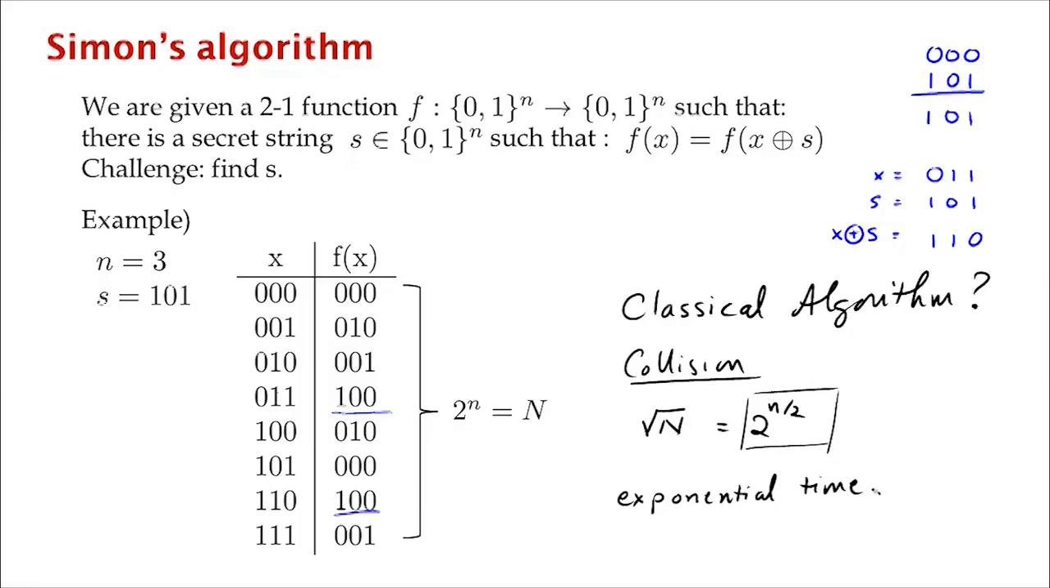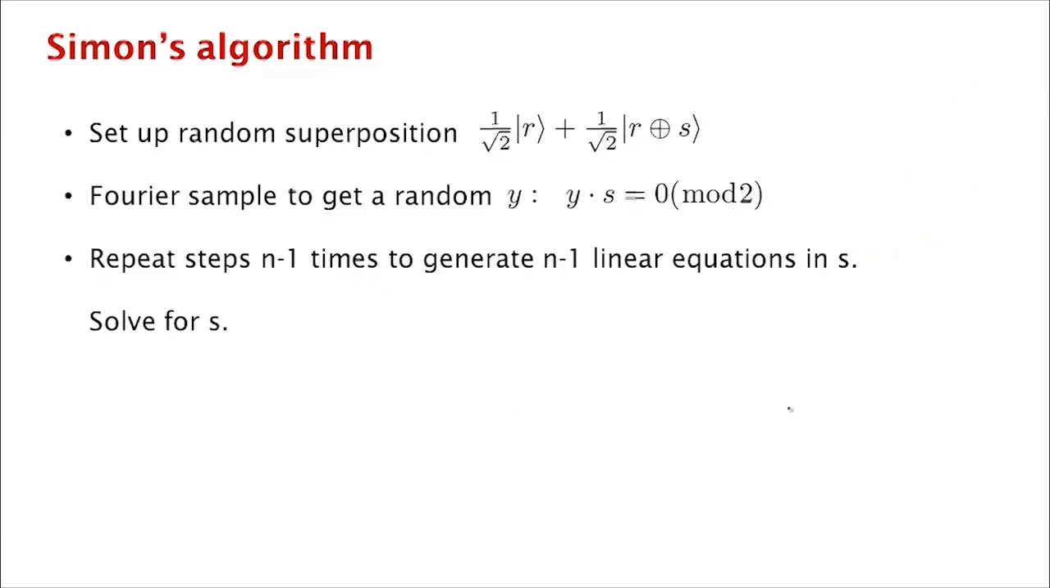So what we're going to see is how to use, again, this Hadamard transform, this Fourier sampling, to solve this problem using a quantum algorithm in only polynomial time, polynomial in n number of steps. Okay, so this algorithm, Simon's algorithm, works in 3 steps. In the first step, we set up an appropriate superposition. The superposition is going to be an equal superposition over these two strings, r and r plus s, where r is a random n-bit string.